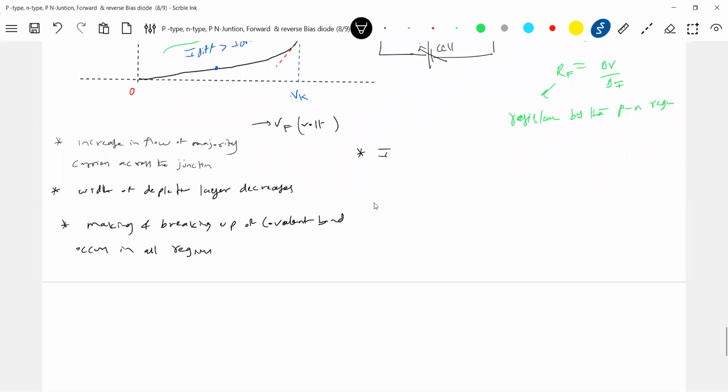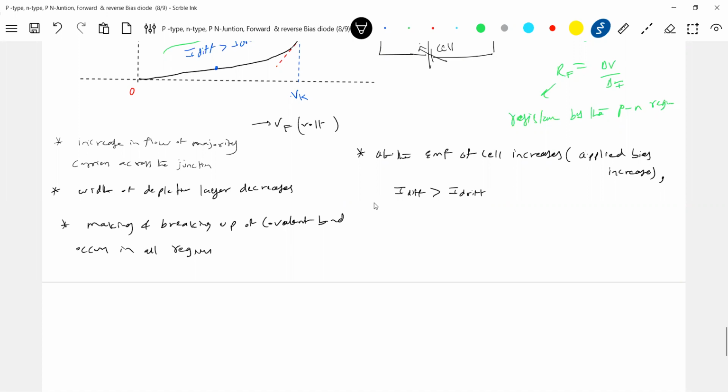What will happen to the drift current as the bias increases? Bias means as the EMF of the cell increases, or applied bias as we call it, increases, what will happen to the drift current? The diffusion current will become more than the drift current. These are some very generalized things.